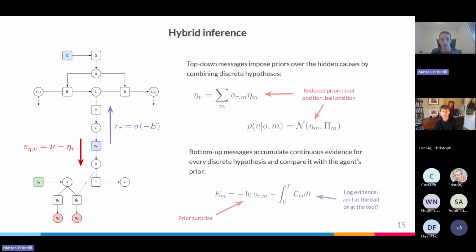Instead, for the bottom-up messages, they can accumulate the continuous evidence for these discrete hypotheses, and this is done by Bayesian model comparison between the agent's prior surprise and the log evidence. And this log evidence, in particular, can score how well some discrete hypotheses can be the true causes of what the agent is actually perceiving. So it can answer whether I'm at the ball or at the tool.